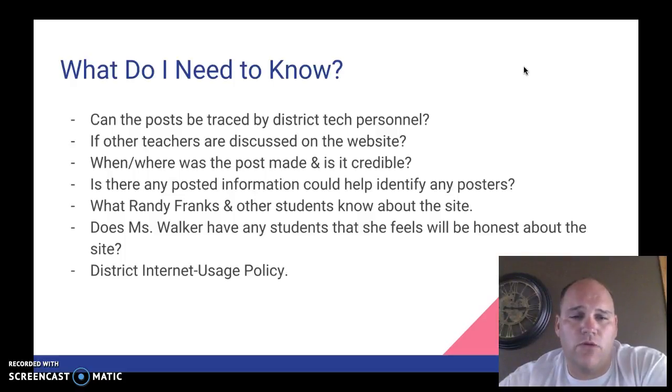I also want to know what Randy Franks and the other students know about the website. I'd like to speak with Miss Walker again in the morning to find out if there are any students she feels would be very honest and cooperative in helping us get to the bottom of the situation. I also need to know what the district internet usage policy and cyberbullying policies are.